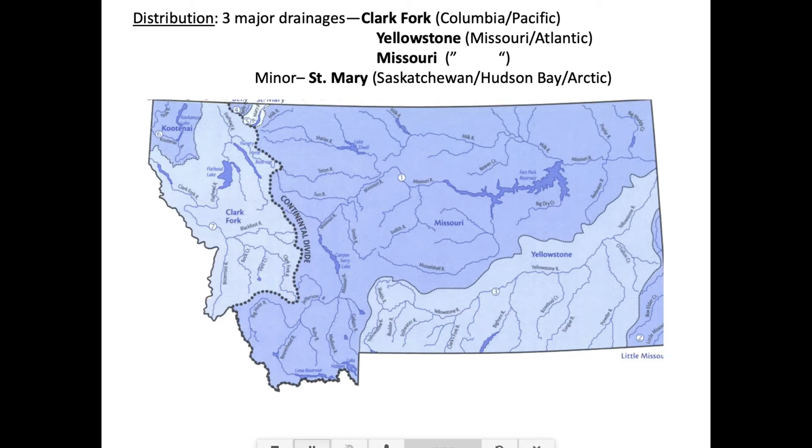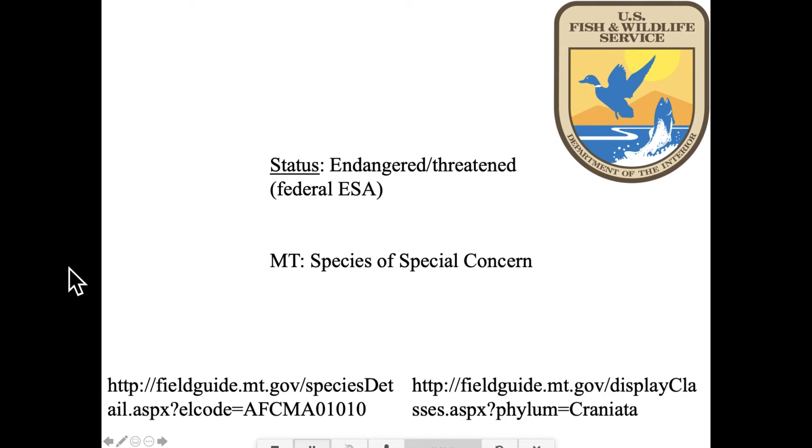Another item of note in identification, besides the distribution of a species, is the status of that species, whether it's native or non-native, and if it's federally listed under the ESA. So ESA status can be endangered or threatened. I'm sure you've all heard of this multiple times in other classes. And then Montana also has species of special concern. If you want to know more about these, I suggest you look at the Montana Field Guide.